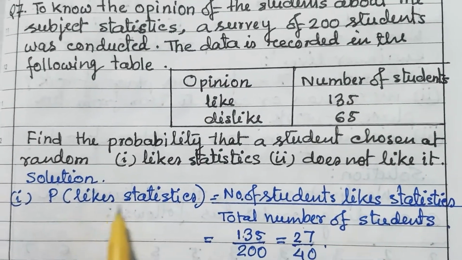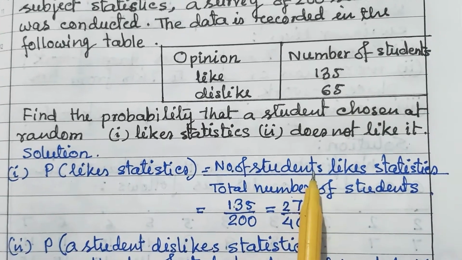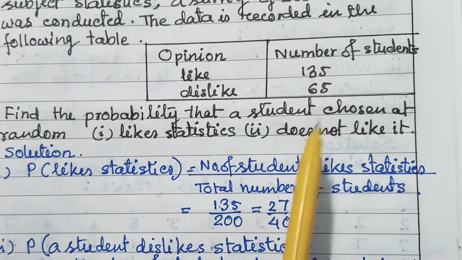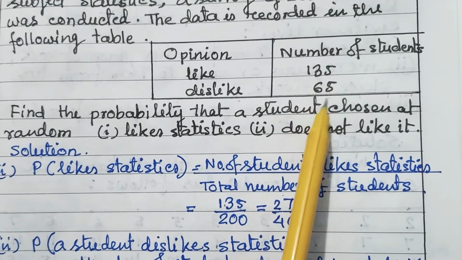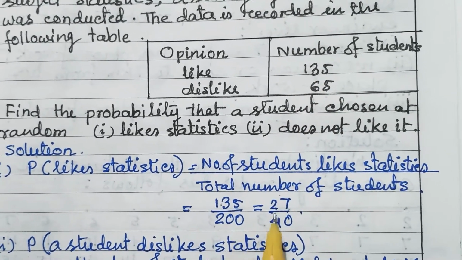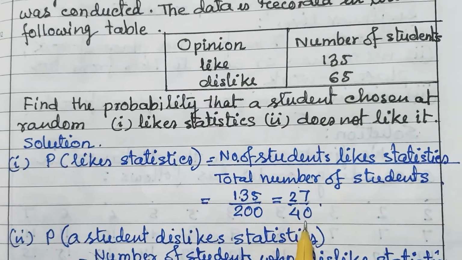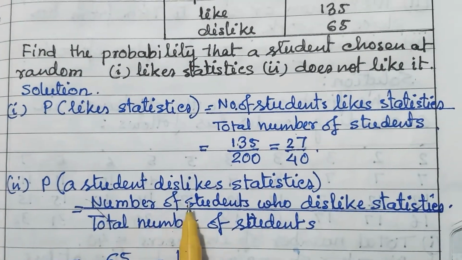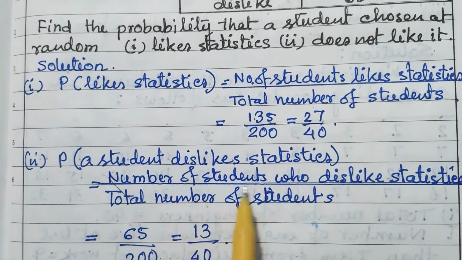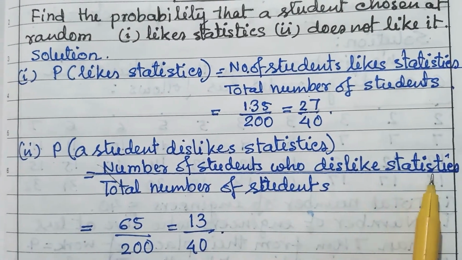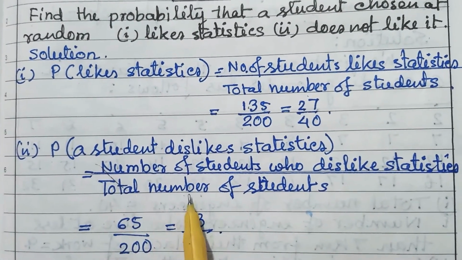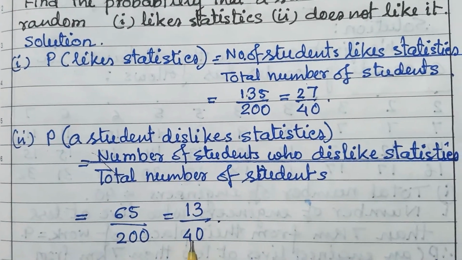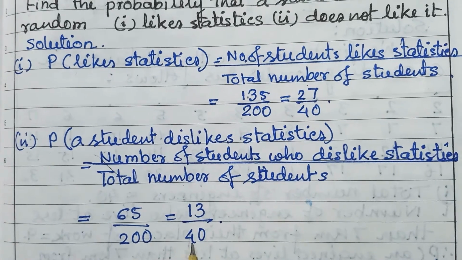So the probability of liking statistics is the number of students who like statistics over the total number of students, that is 135 upon 200, so it is 27 upon 40. And the probability of a student disliking statistics is the number of students who dislike statistics over the total number of students, that is 65 upon 200, which is 13 upon 40.